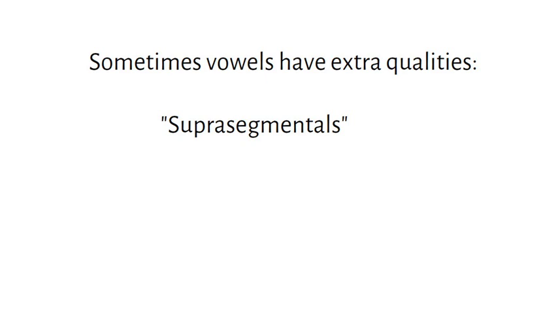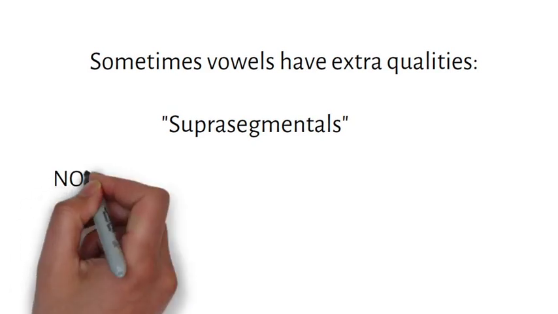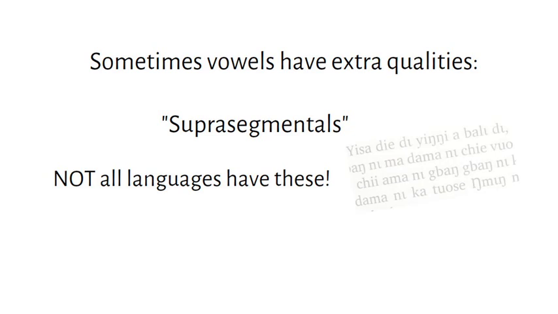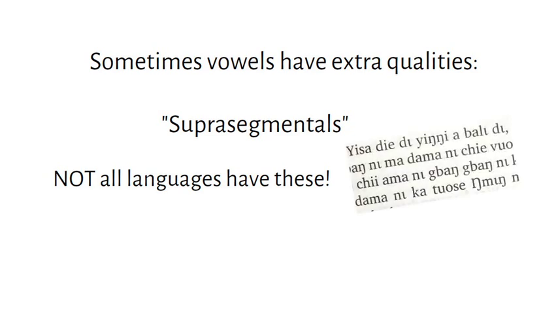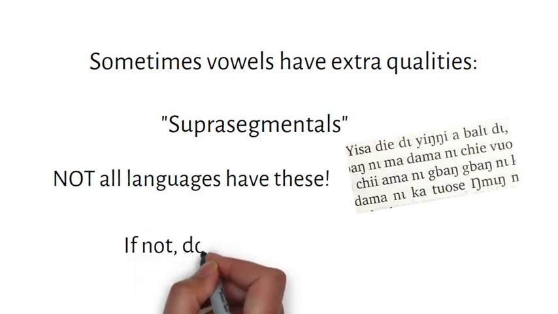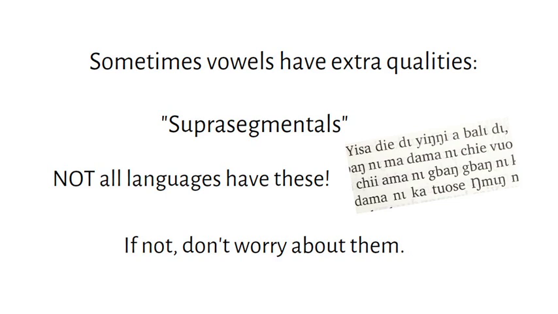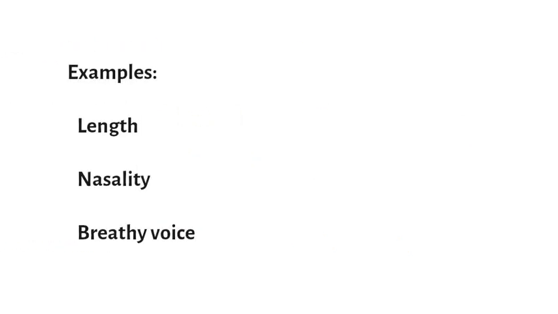There are several kinds of suprasegmentals, and not all languages have these. Your language might have one or more, or might not. If you don't have them, you don't need to worry about putting them in your orthography. What are some examples of suprasegmentals? For this video, we will only talk about vowel length, nasality, and qualities like breathy voice.